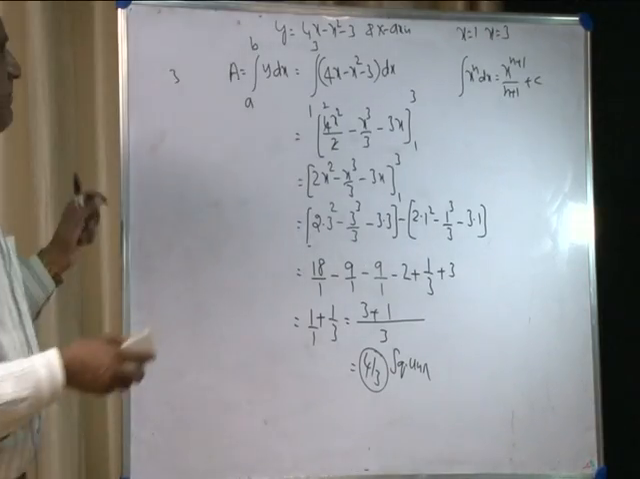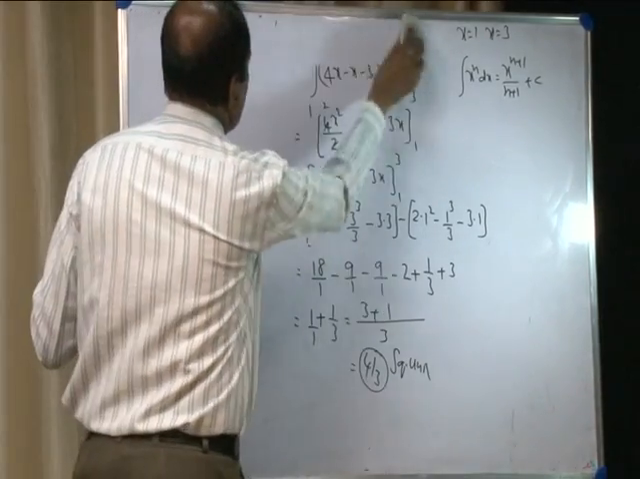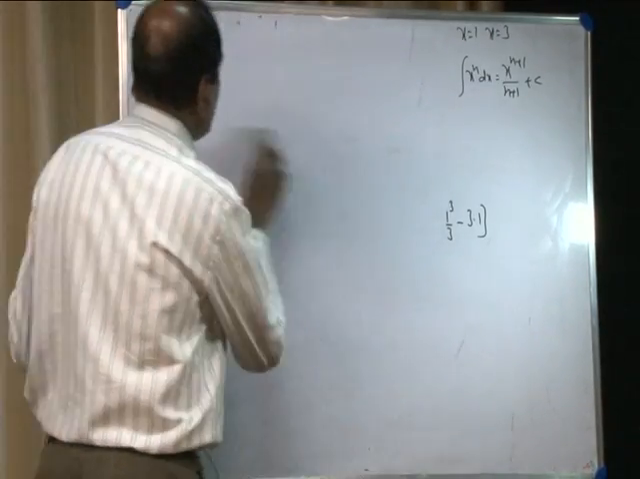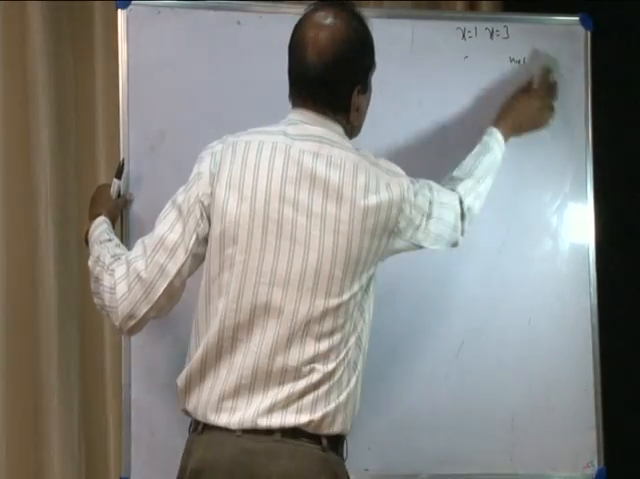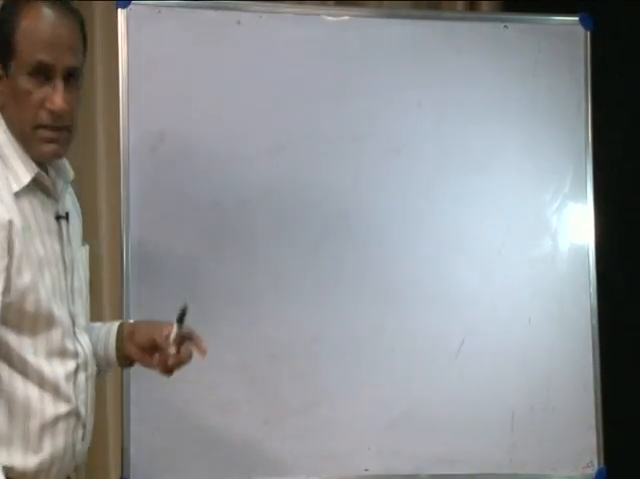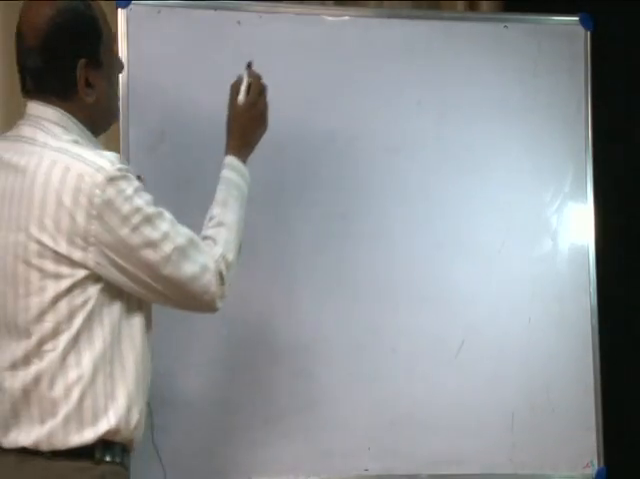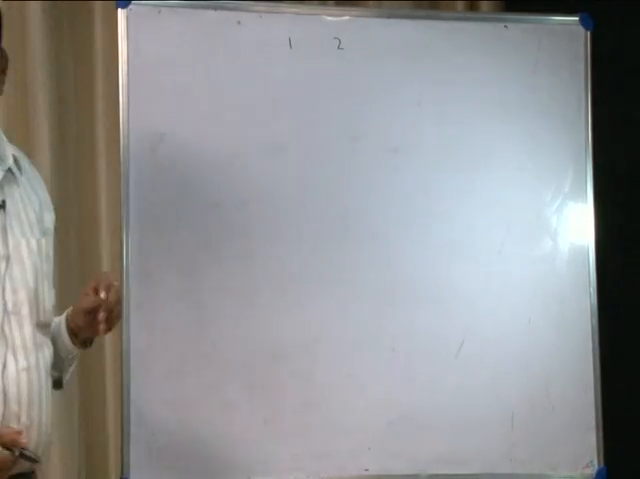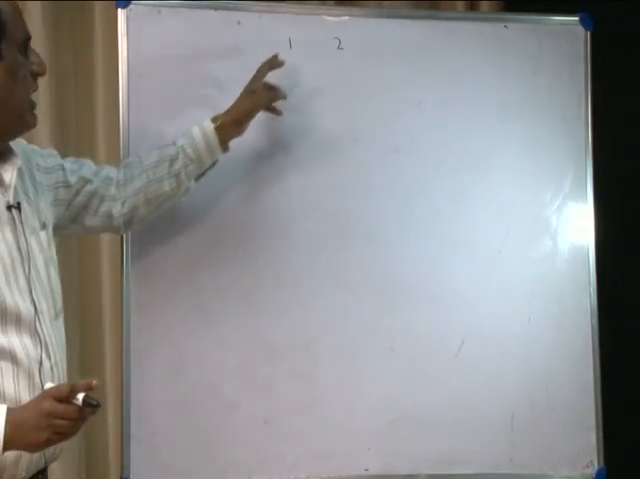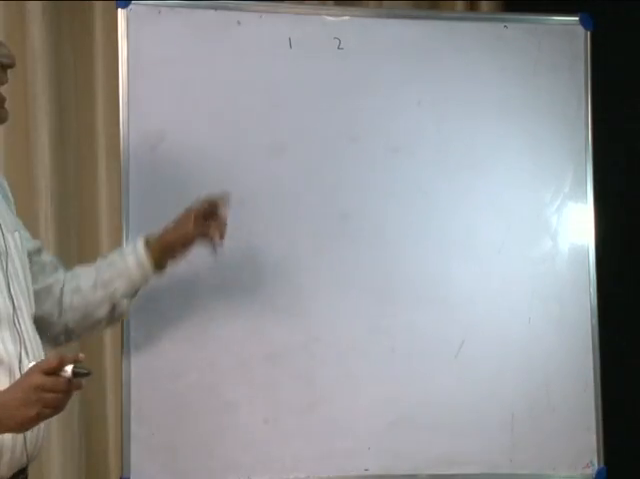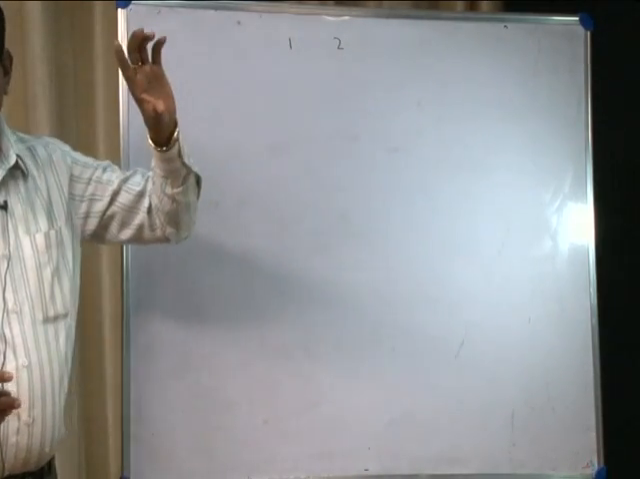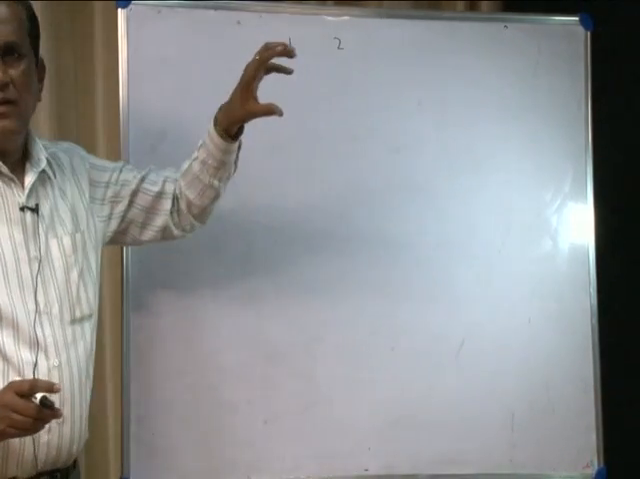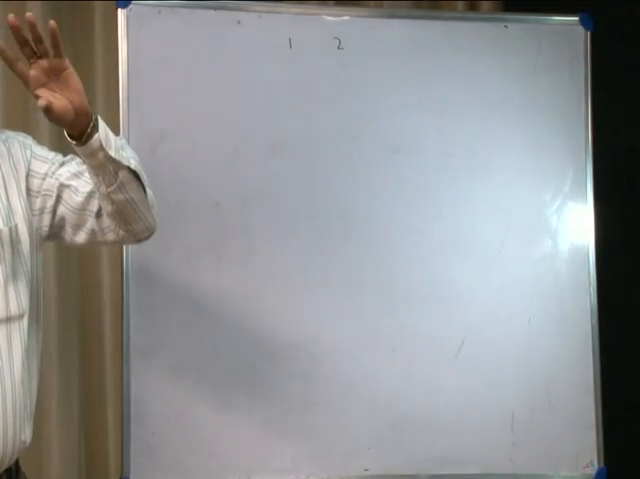One more type of problem is there, that is to find the area between two curves. Briefly I explain the concept. For example, there is one curve and another curve, two curves. How to find the area between curve 1 and curve 2? I will explain the problem in the next class. Now, I just explain how to work out such a problem.